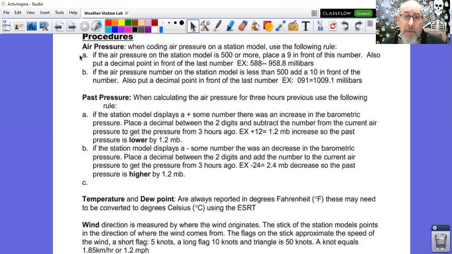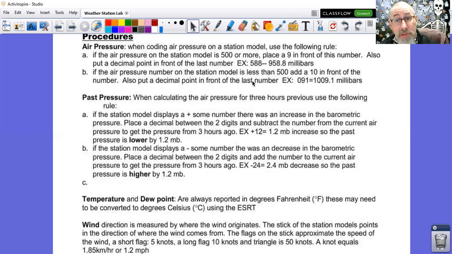Now, I told you that the air pressure code isn't actually those three numbers. When we're dealing with air pressure and we're trying to decode that value, we have two situations. If the value is 500 or more, we're going to place a 9 in front of that number. We have an example right here. So we have 588. We put a 9 in front of that.